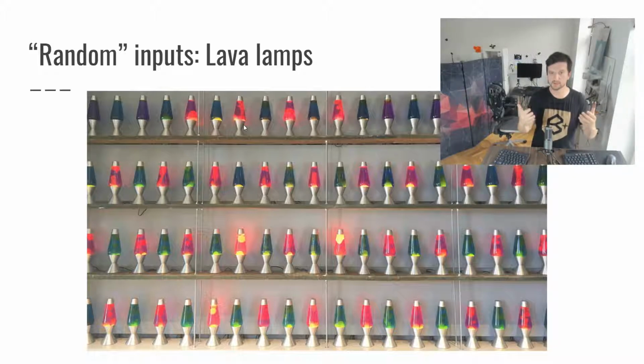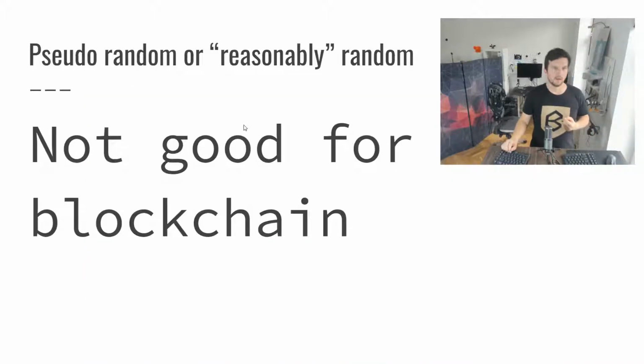So they feed these images into their system to generate the private key for encrypting this internet traffic. This is called LavaRand in their implementation, and it works fairly well. They still use this in production today. So computers are pseudo-random, or reasonably random, given enough of a random input. But this is not good for blockchain.